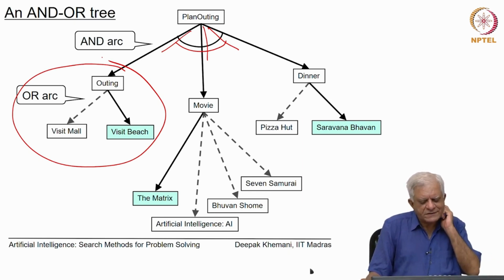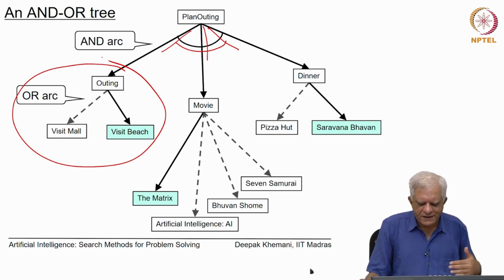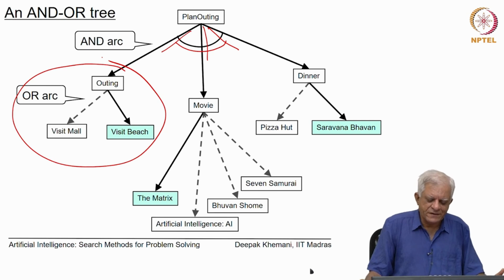So, this kind of space that you are searching is called an AND OR tree, and if there are common activities, it can be called an AND OR graph. We will see an example where it is a graph and not a tree essentially.